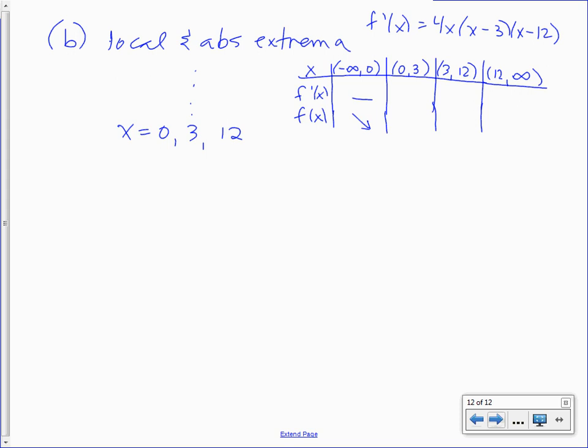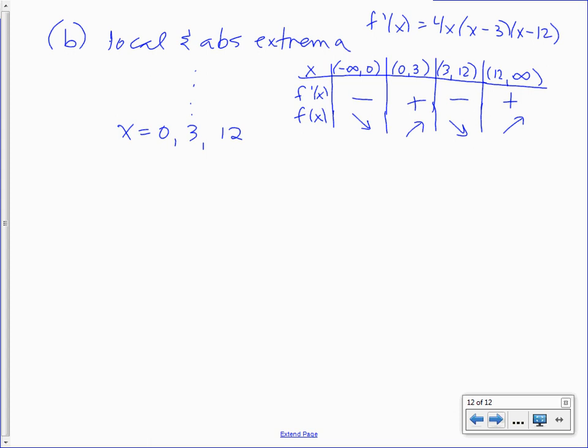0 to 3. Okay, pick a number in there. 1. 4 times 1 positive. 1 minus 3 negative. 1 minus 12 negative. Positive times negative times negative is positive, increasing. 3 to 12, I pick 5. 4 times 5 positive. 5 minus 3 positive. 5 minus 12 negative. Overall, decreasing. Bigger than 12, 15. Well, 4 times 15 positive. 15 minus 3 positive. 15 minus 12 positive. Positive. Okay?